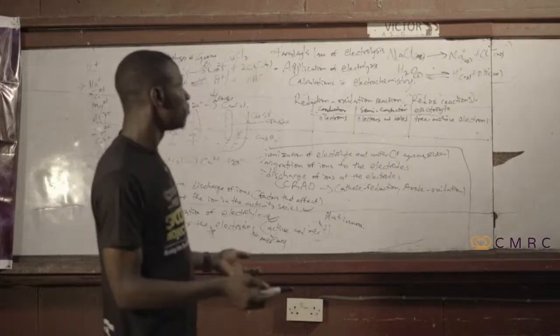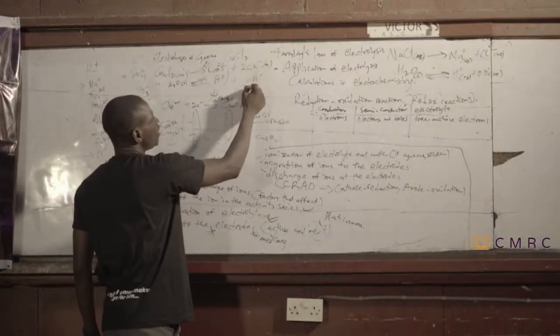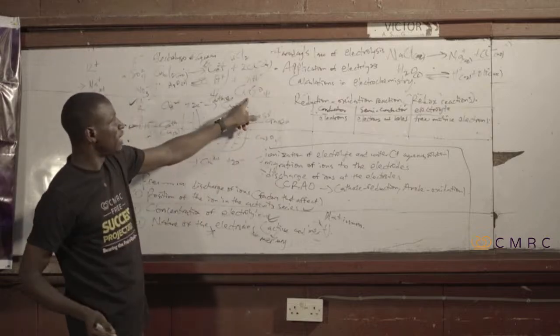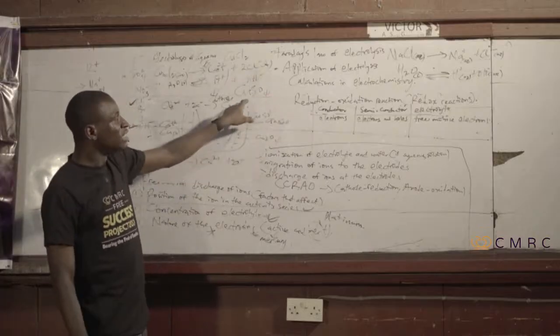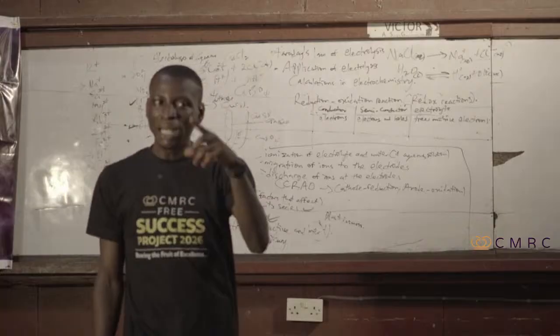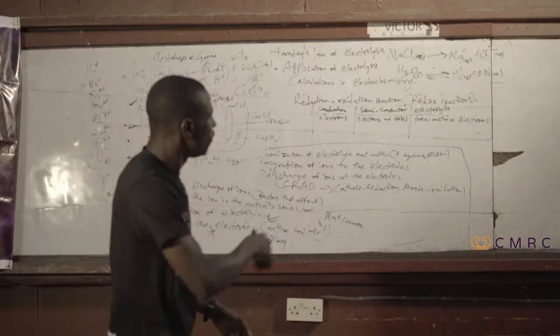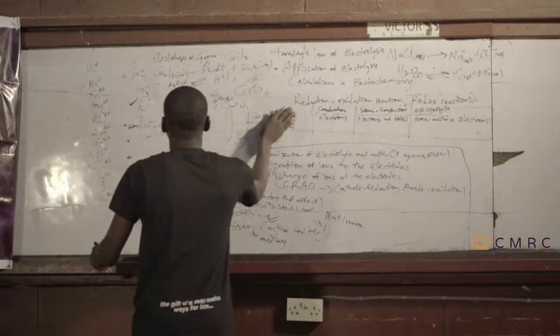Now, let's assume that our electrolyte is CuSO4. That's copper 2 sulfate, CuSO4. CuSO4 will give copper metal because this is the copper. In CuSO4, you have copper ion, and then at the cathode, copper metal will be deposited. So, the mass of copper that will be deposited will be directly proportional to the quantity of electricity that passes through this electrolyte.